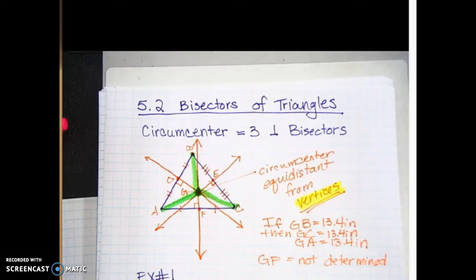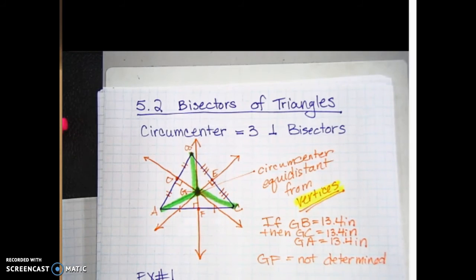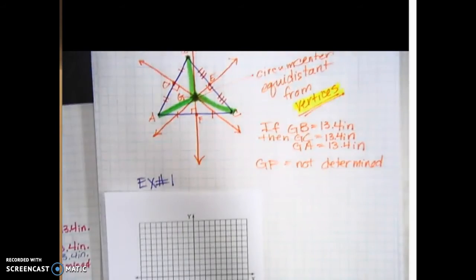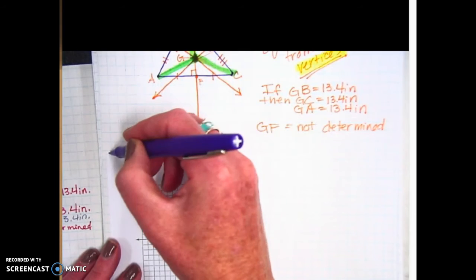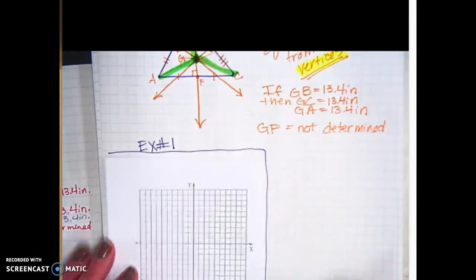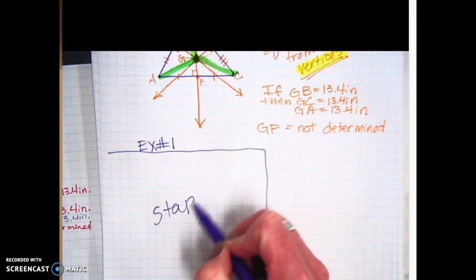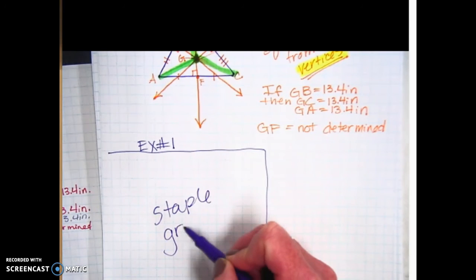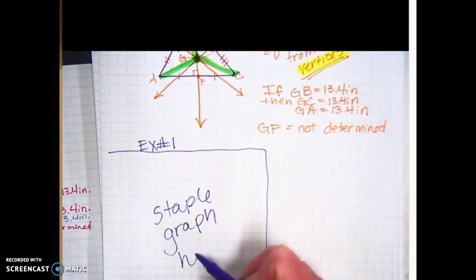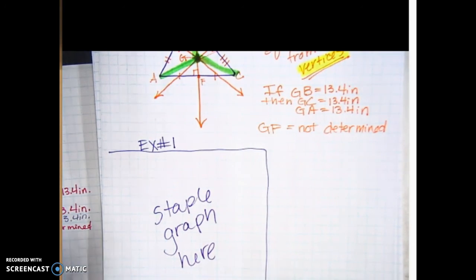And you're going to take your piece of graph paper, and you're going to trace a rectangle around it. And you're going to write "staple graph here," or tape it or glue it or whatever, okay?